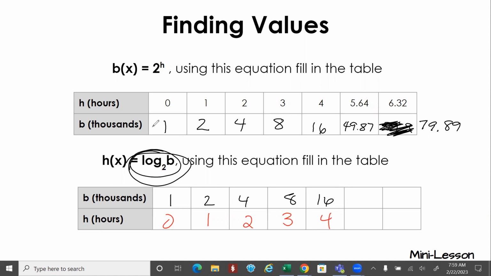Okay. What are you noticing between these two? Look at the table. There you go. Okay, so this has x, y, and then this one is switched. So I could probably tell you that for 49.87, the y value is going to be 5.64. Exactly.